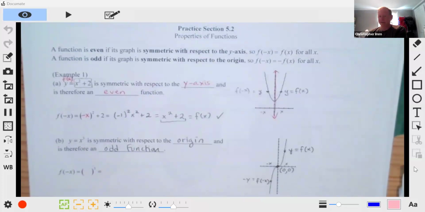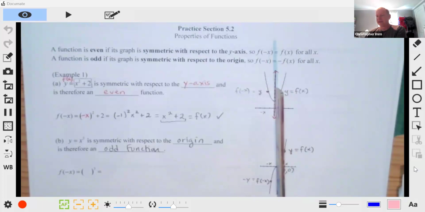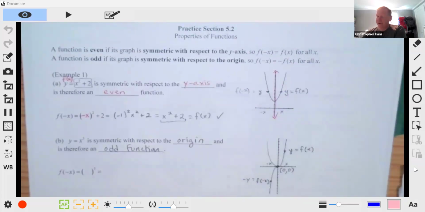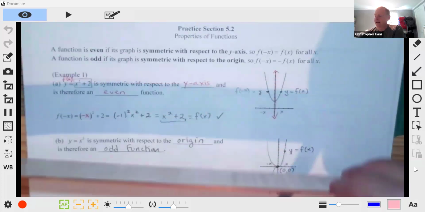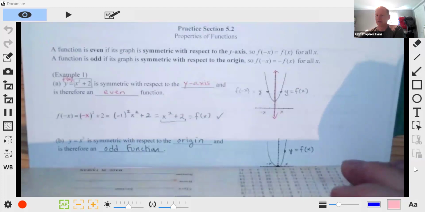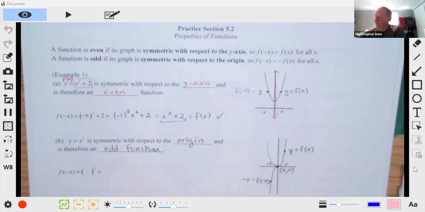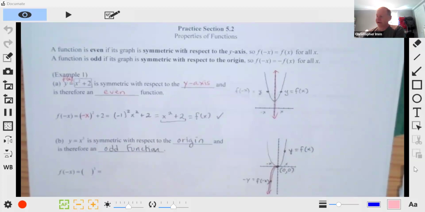Another way to look at this geometrically is if we flip the function over the y-axis, we would have something like this. And then if we flip the function about the x-axis, we would have the same function. So it'd lay right on top of each other. So odd symmetry through this origin would be flipping about both axes.